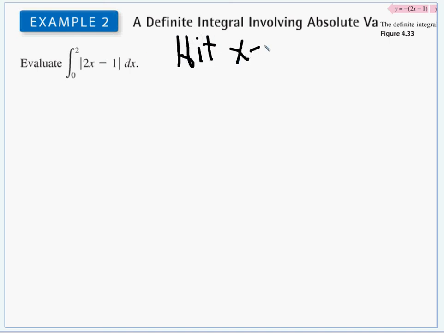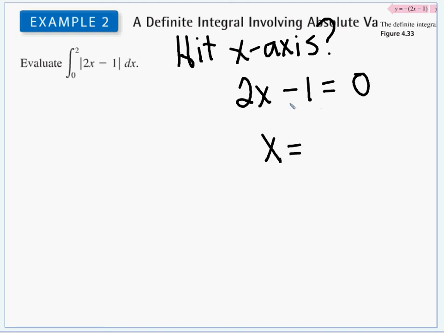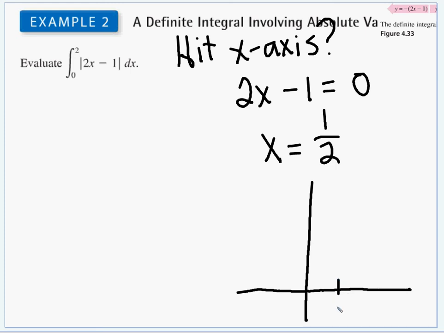Hit the x-axis, question mark. How do we do that? Well, when we hit the x-axis, our y value is 0. So we are going to set what is in the bars equal to 0. So x is going to equal, add 1, divide by 2. x is a half. So if we were looking at a graph of this, here's x is a half. We again know the graph is going to be V-shaped, so it's going to come in, hit a half, bounce off, and then head up this way.